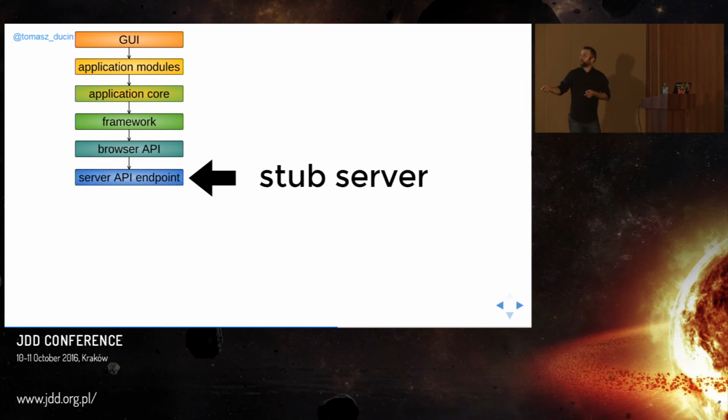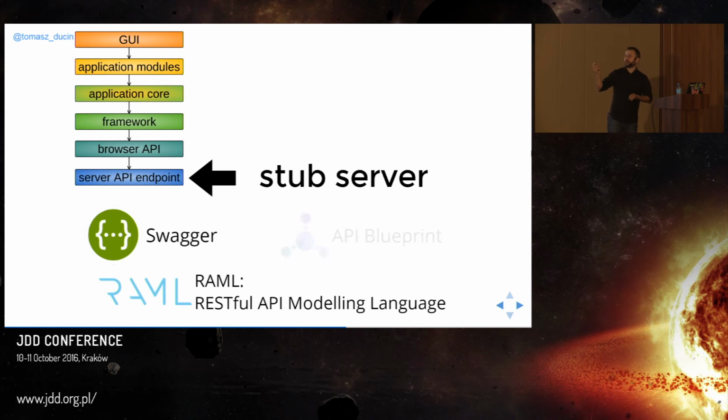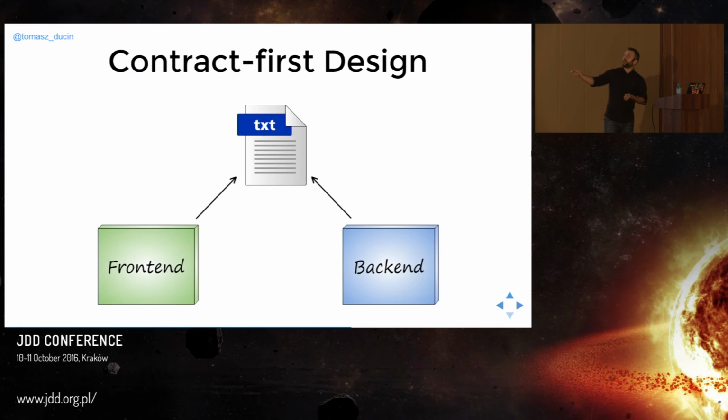So the first and most obvious way to mock an API is probably the server API endpoint. Most of you are backend developers, so this should be pretty obvious for you. There are two main ways to do it. You can either write your own API, which is manual work and expensive to maintain, or you can use one of these tool stacks like Swagger, API Blueprint, or RESTful API Modeling Language to do it for you. Basically, what we do in those tool stacks is define a contract, right? And we start doing contract-first design.